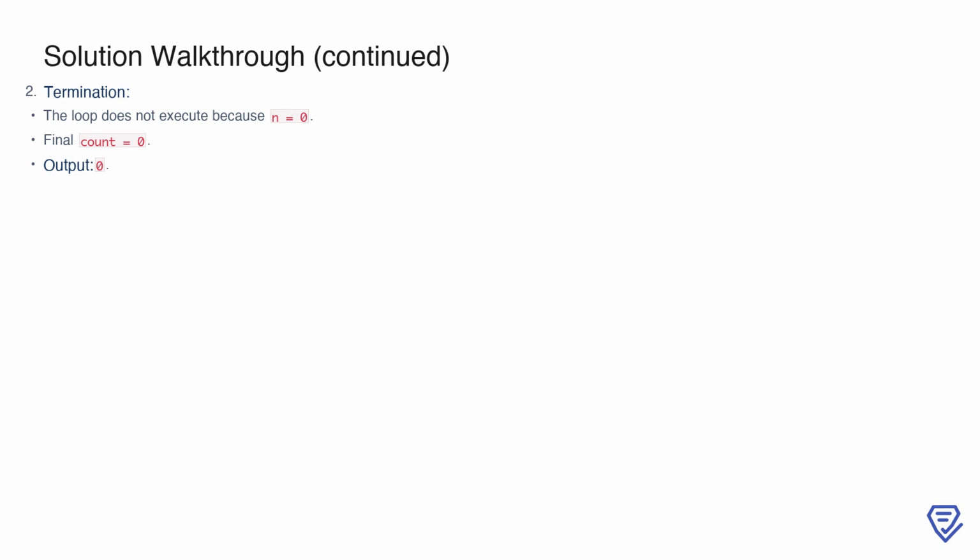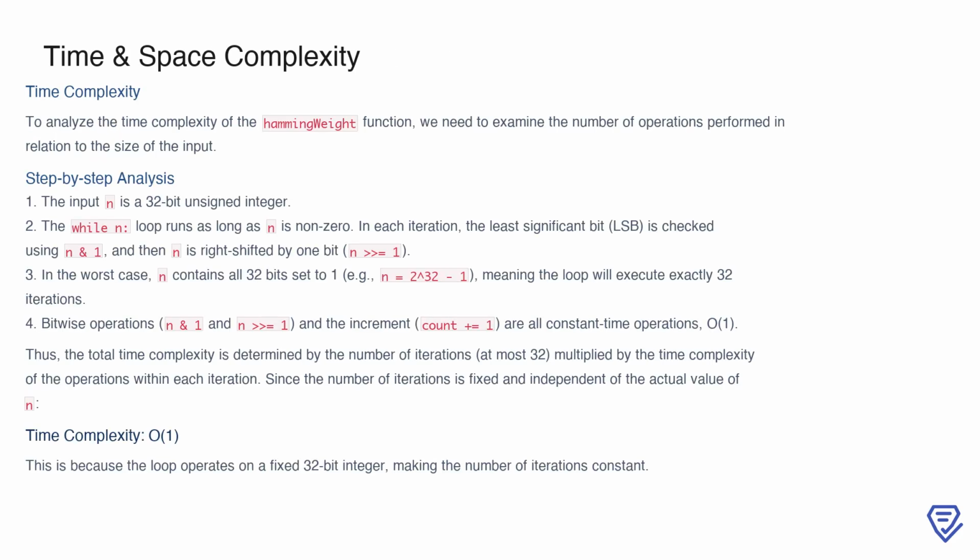With this, we've walked through several examples to demonstrate how the solution iteratively counts the number of 1 bits in a given integer by checking each bit and updating the count accordingly. This approach is efficient and works consistently for all valid inputs. To determine the time complexity of the Hamming weight function, we need to analyze the operations performed in relation to the input size. Here, the input N is a 32-bit unsigned integer.